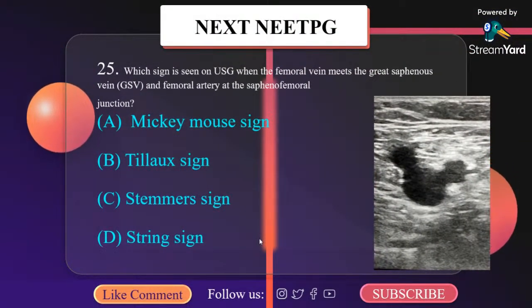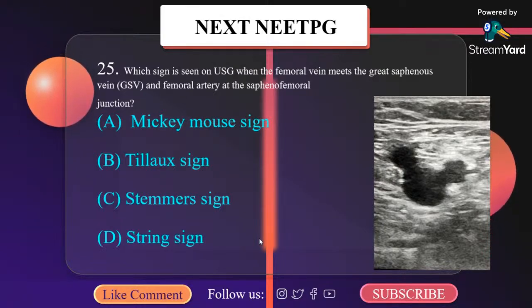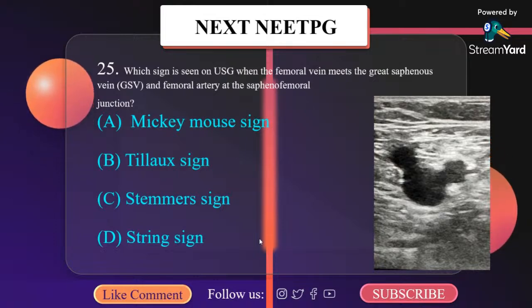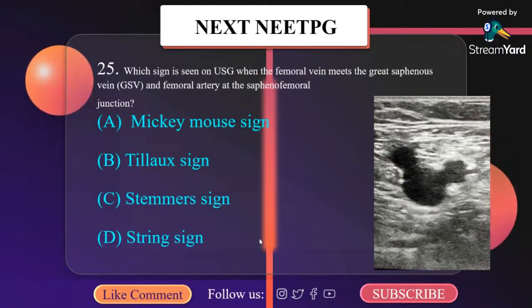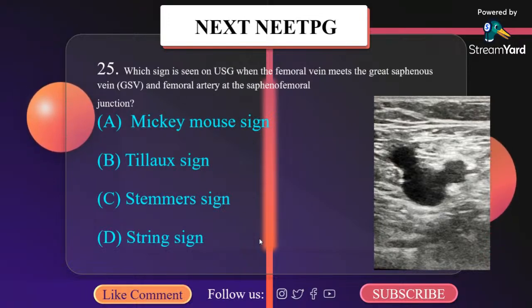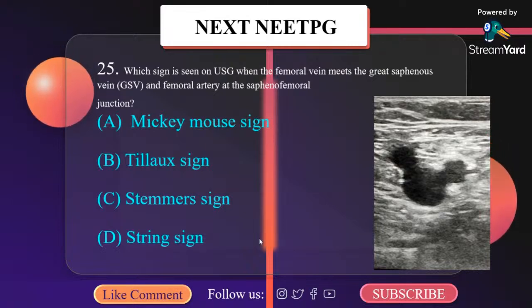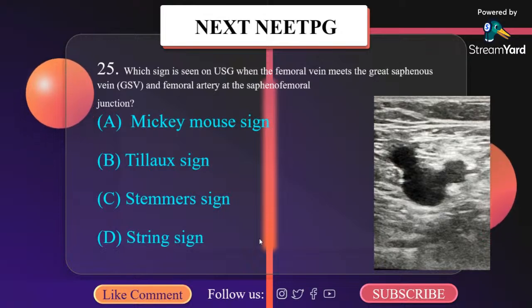Which sign is seen on USG when the femoral vein meets the great saphenous vein and femoral artery at the saphenofemoral junction? It is a Mickey Mouse sign. So four options are there: A. Mickey Mouse sign, B. Tillaux sign, C. Stemmer sign, D. String sign. Now, what do you think is the correct answer? It is a Mickey Mouse sign.